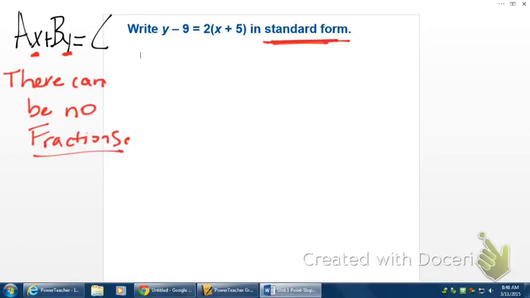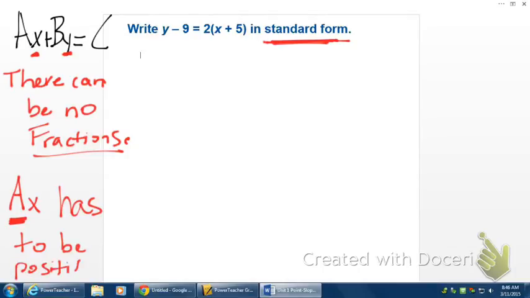Now, the other stipulation is the A value, or the number beside the X, has to be positive. Okay? Those are the only two big things you need to try to remember.